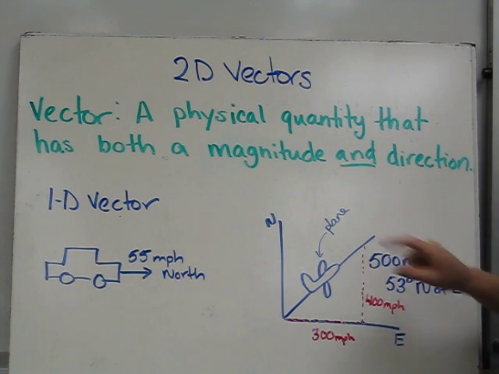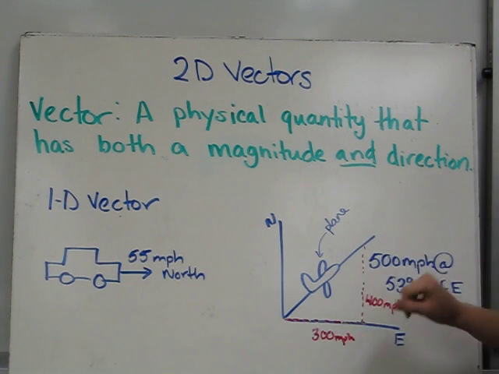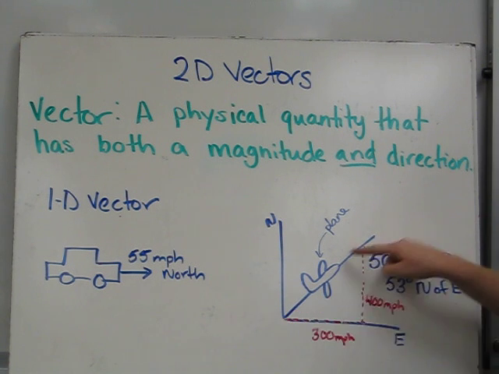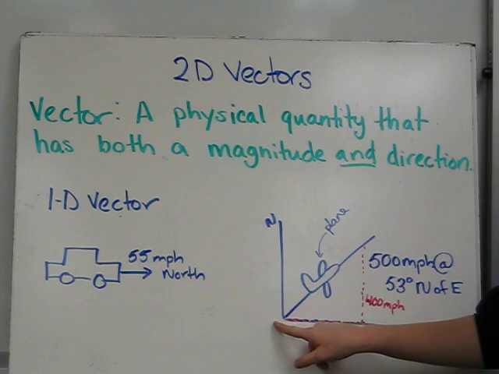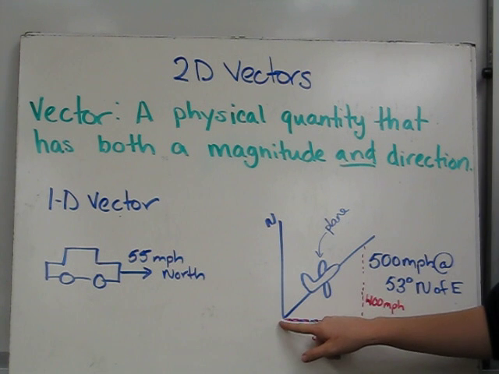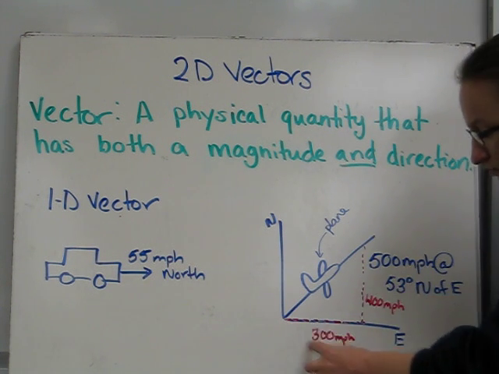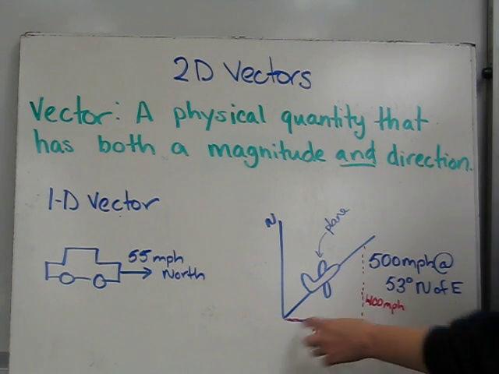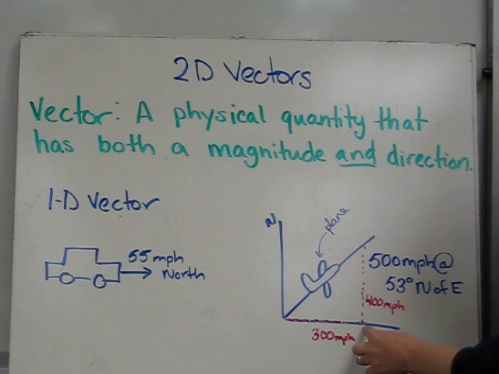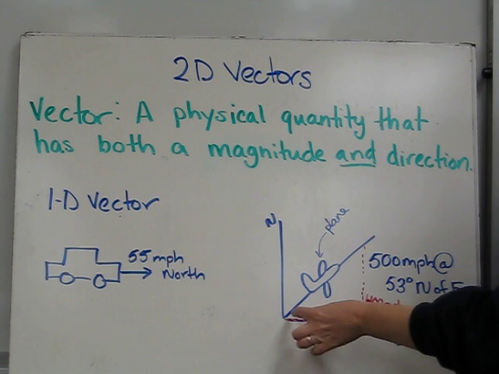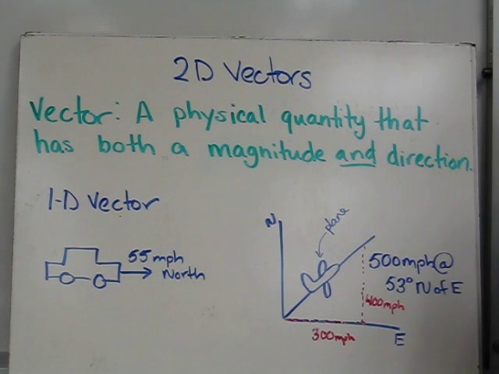So if it's moving at 500 miles per hour at that particular angle, then in 1 hour, it would be 500 miles away from where it started. That would be the straight line connecting the initial position and the final position. But alternately, you could have moved 300 miles per hour forward for 1 hour and then 400 miles per hour straight up for 1 hour, and you ultimately would have ended up in exactly the same position.